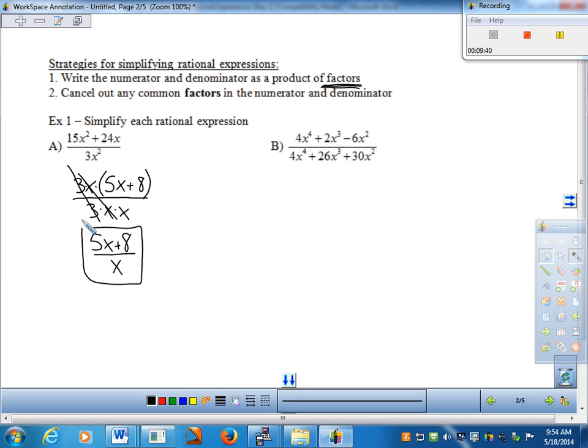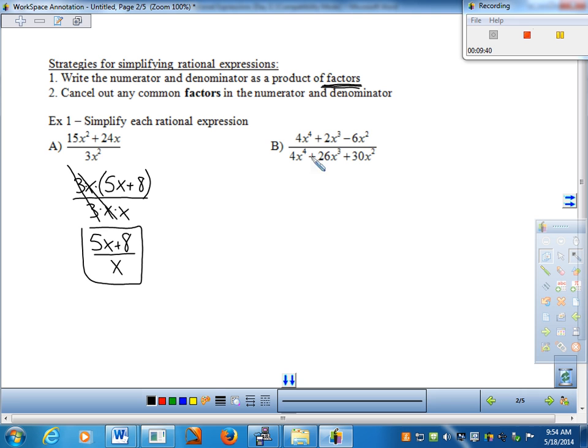Let's move over to letter B. So a little harder in terms of our rational expression here, but let's see if we can make it work. So first order of business, because it does look nice, can I take the 4x to the fourths on top and bottom and slash them away?